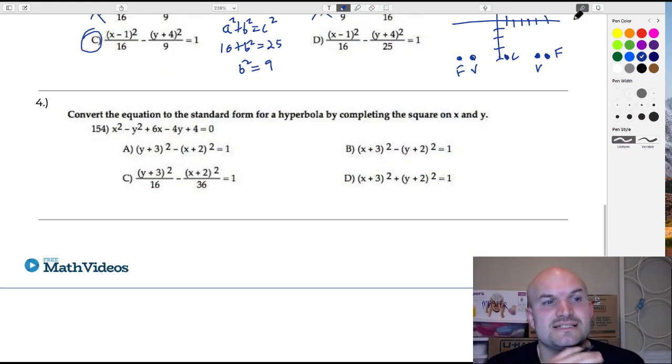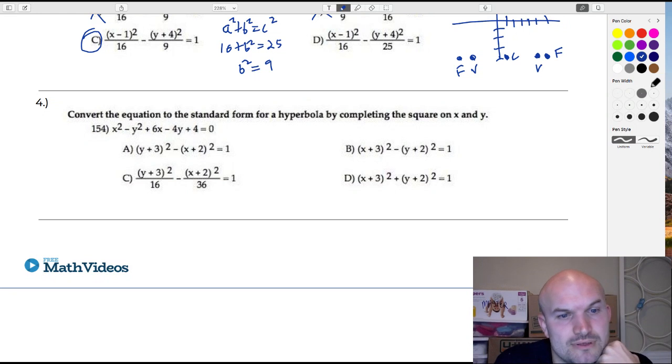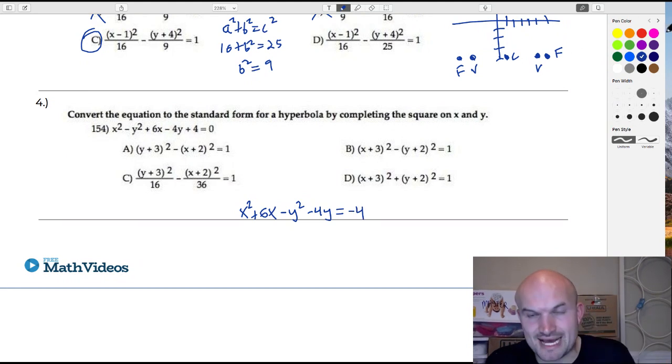All right, last but not least, guys, we have convert the equation to standard form for the hyperbola by completing the square on x and y. So here's another completing the square problem. In this one, a little bit more in depth than the last problem we need to do. So let's go ahead and group the x's and the y's. So we're going to do x squared plus 6x minus y squared minus 4y, and then equals a negative 4. So I'm just going to group my x's and group my y's.